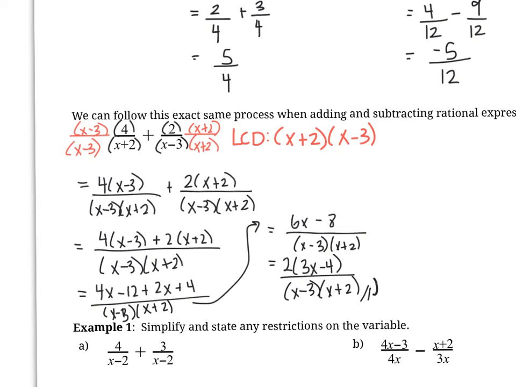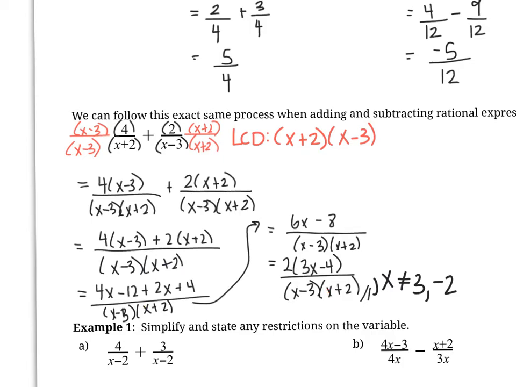So this is true if x cannot equal what? Let's start at the very top here. x cannot equal 3, x cannot equal negative 2. So those are our first two restrictions. Do we create any more? 3, negative 2, 3, negative 2, 3, negative 2.